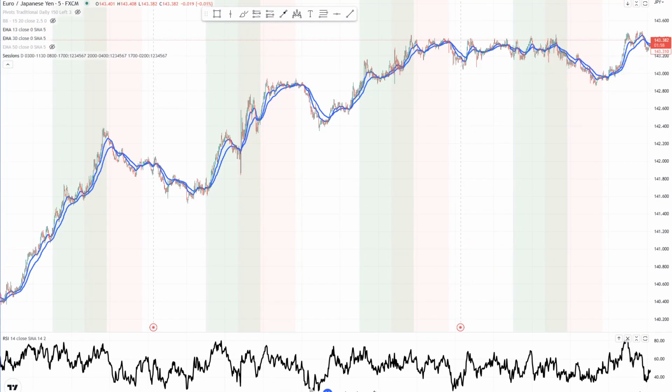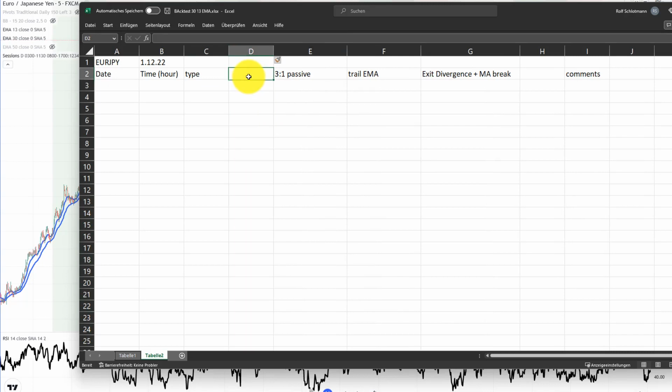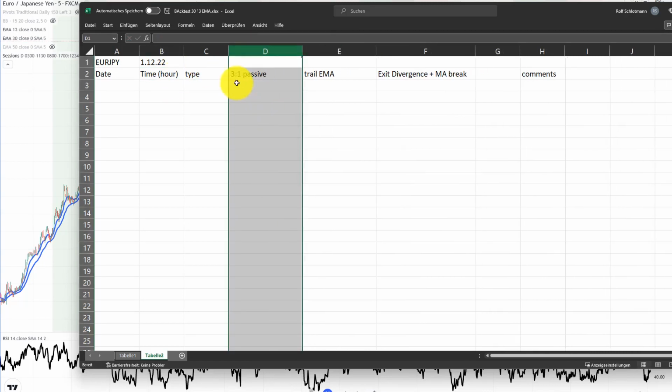And I have prepared an Excel file where we are tracking the date, the time of the entry, the type. So is it a continuation or is it a breakout trade? Then there's also the session, although that is already in the time, as we're going to see, so we don't need to track that.